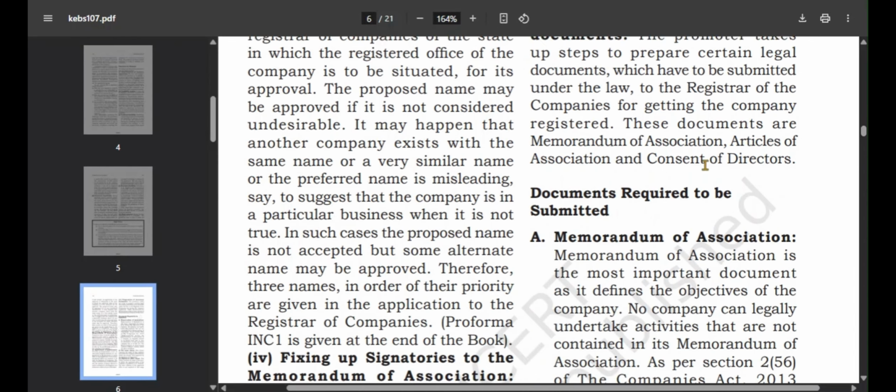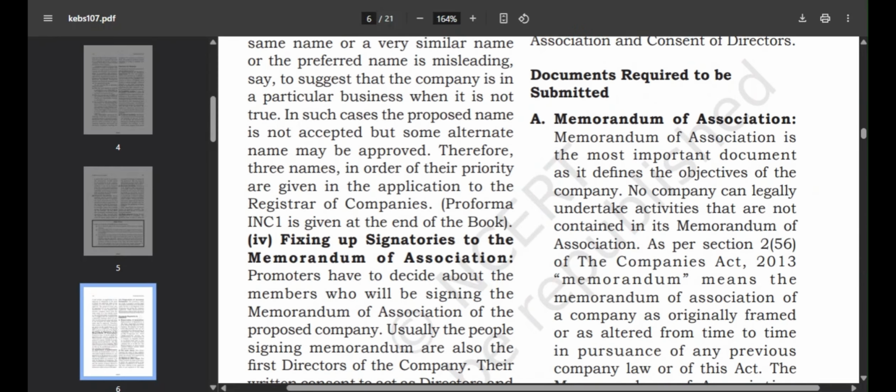Now we'll see what are the documents which are necessarily to be submitted, documents required to be submitted. First is memorandum of association. So we have memorandum of association. Under that we have four types of clauses.